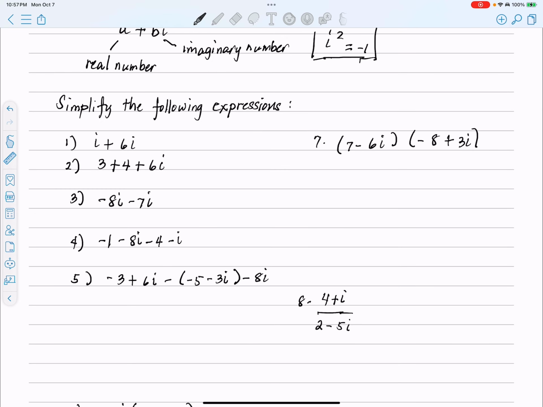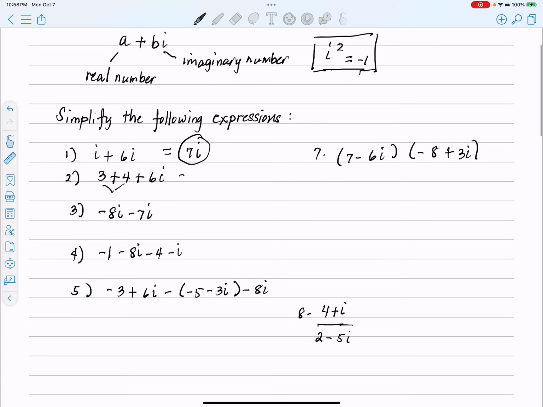You have i plus 6i. Simple, as in addition, you just add: 1i plus 6i is 7i. Okay. 3 plus 4 plus 6i. You can combine 3 and 4, but you cannot add it to 6i because 6i is the imaginary part of the complex number. So 3 plus 4 is 7 plus 6i.